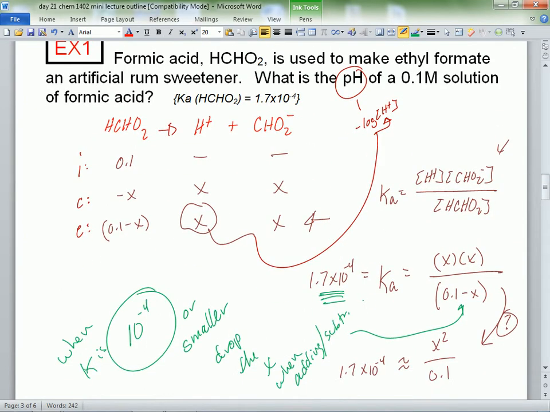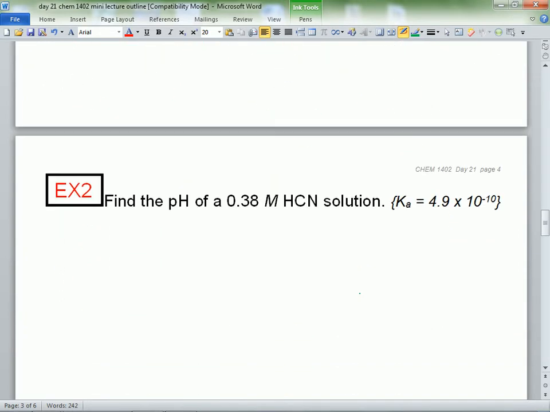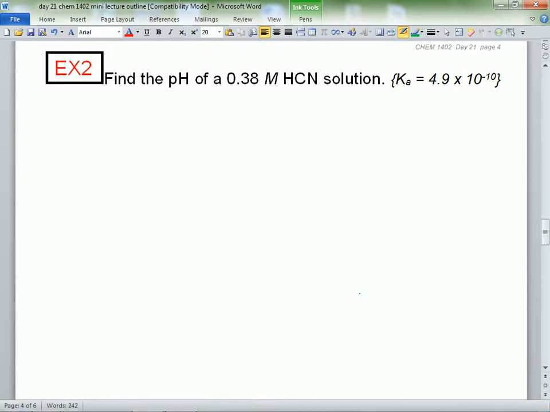So pretty much with all these weak acids, you have to write a Ka expression, do ICE, and you can get any equilibrium concentration you want. Okay? So let's go to the boards, and we'll try to knock out as many of these as we can, get you comfortable and ready to do the homework. Find the pH of 0.38 molar HCN. The Ka is 4.9 times 10 to the negative 10.